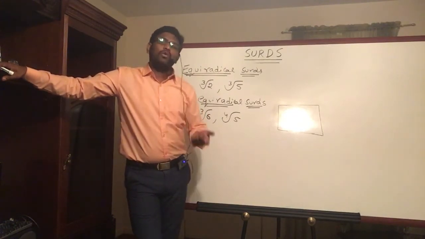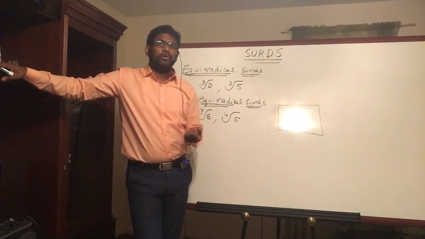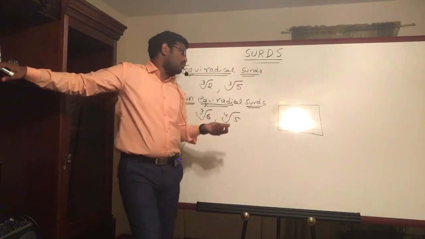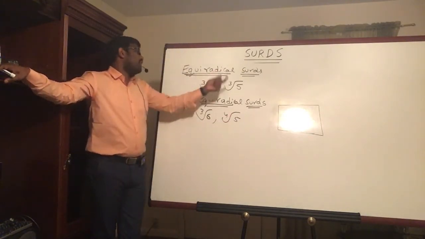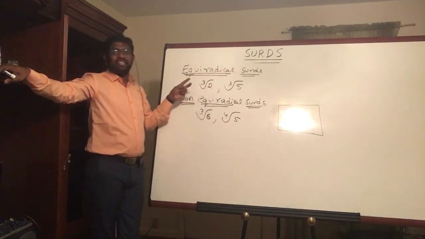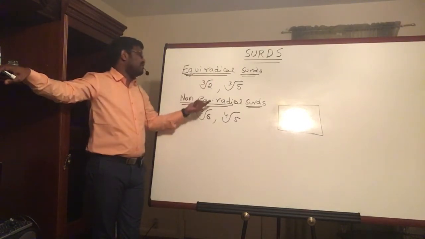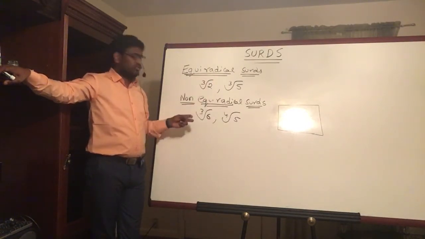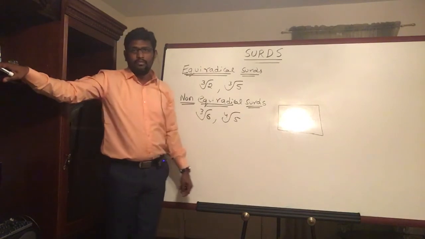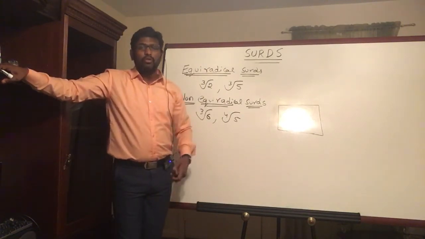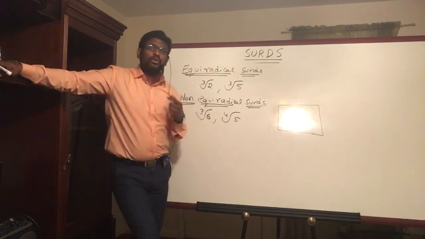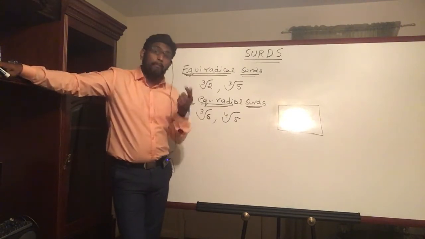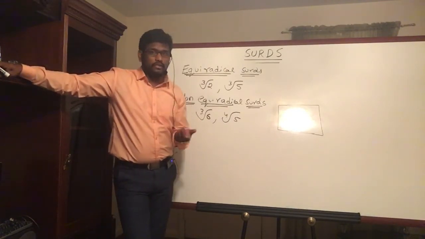Surd is otherwise called a radical, so the order is most important. Equiradical surds are the surds having the same order. Non-equiradical surds are the surds having different orders. Now we will learn how to convert and how to compare two or more surds.